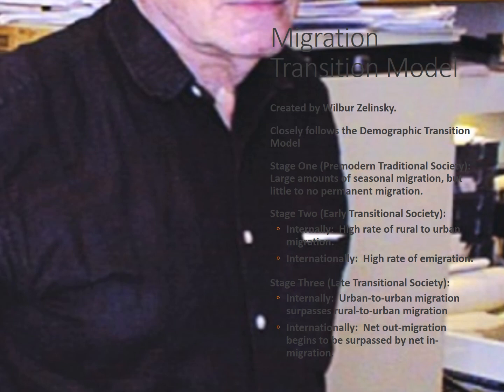In stage three, which is the late transitional society, internally you have urban to urban migration. So people are moving from one city to another. This is where people are getting more and more educated, more sophisticated, and they may move from one city to another just to get a different job, but they're often high-level jobs. So urban to urban migration is surpassing rural to urban migration, which leads us to believe that rural to urban migration has already happened. Okay, people have already moved from the country into the city.